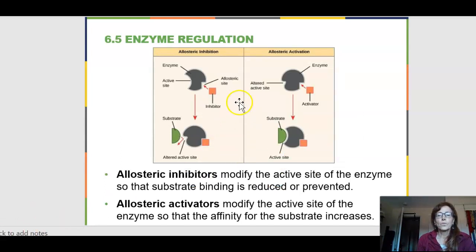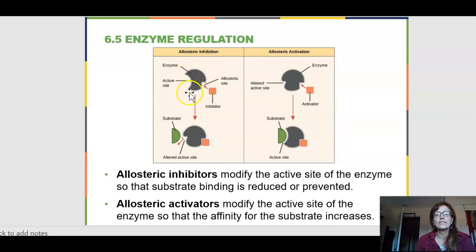So one new vocab term that's a good one to know is allosteric. Allosteric is referring to a change of shape. We have two types of allosteric effectors. One allosteric inhibitor is going to modify the active site of the enzyme so that substrate binding is reduced or prevented. So that's kind of like what we just talked about before.